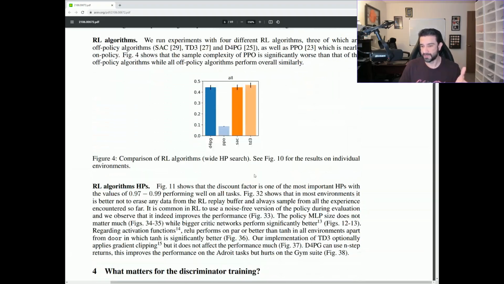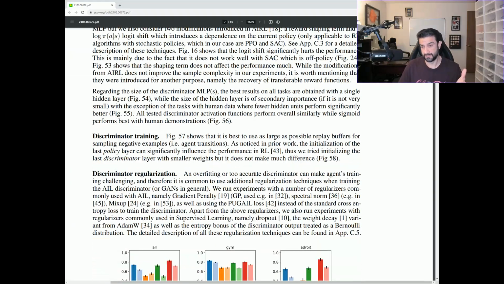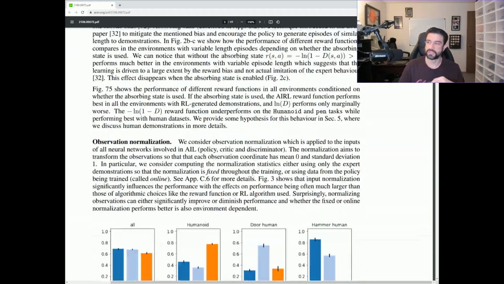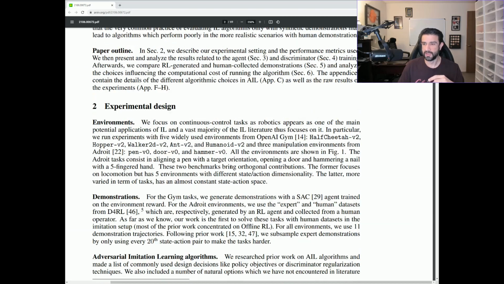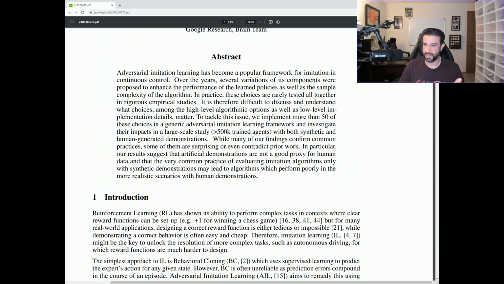However, a paper like this is presenting some interesting information about this core concept. And you can read this in the abstract, where they say: adversarial imitation learning has become a popular framework for imitation and continuous control over the years. Several variations of its components were proposed to enhance the performance of the learned policies as well as the sample complexity of the algorithm. In practice, these choices are rarely tested altogether in rigorous empirical studies. It is therefore difficult to discuss and understand what choices among the higher-level algorithmic options as well as low-level implementation details matter. And so that's what they're saying.